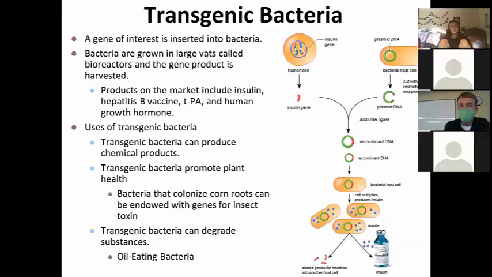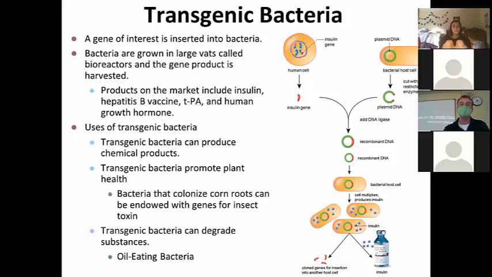So here we see transgenic bacteria. Again, we've talked about the process by which we do this, but we point out at this particular point that products on the market like insulin, I think we said that, the hepatitis B vaccine, tissue plasminogen activator, and human growth hormone are all produced via this particular process. In other words, you put a gene into bacteria and you let bacteria make the product. And it's the same product that humans make. And so it can easily be given to humans with no problem whatsoever.